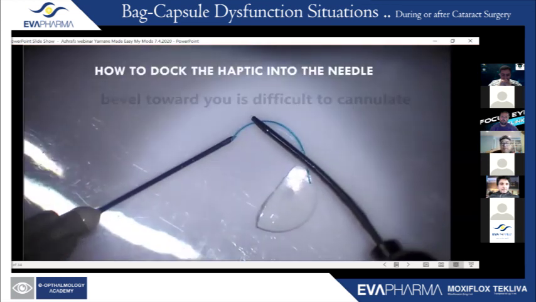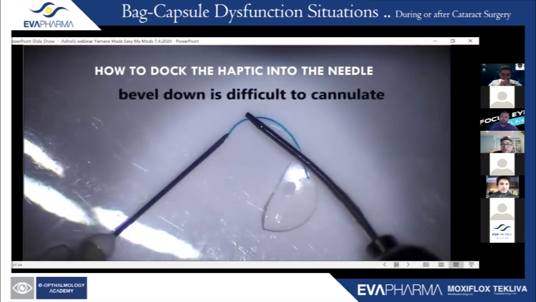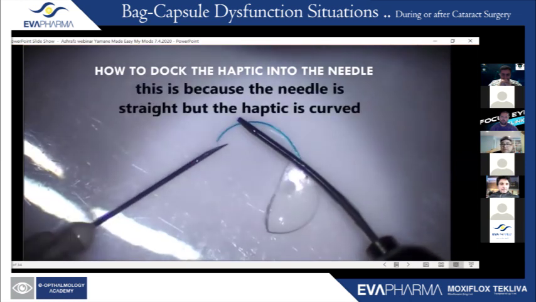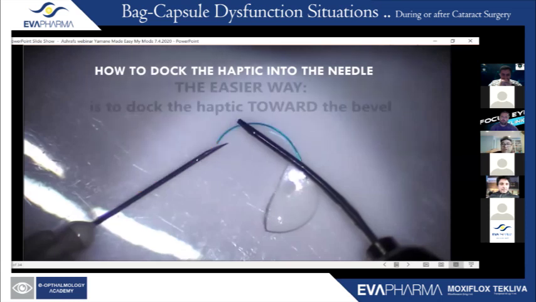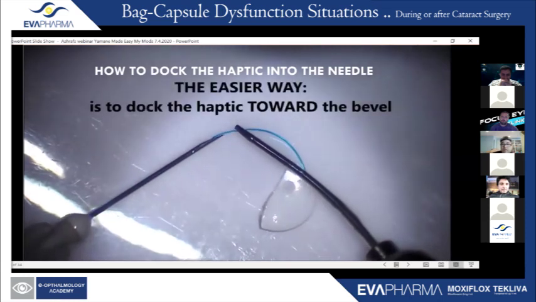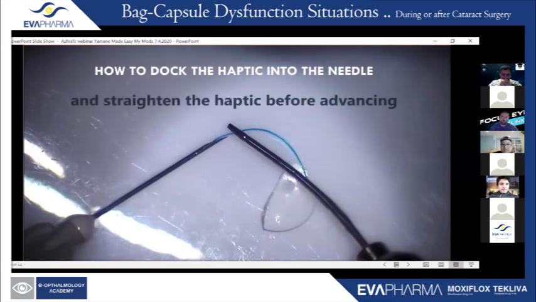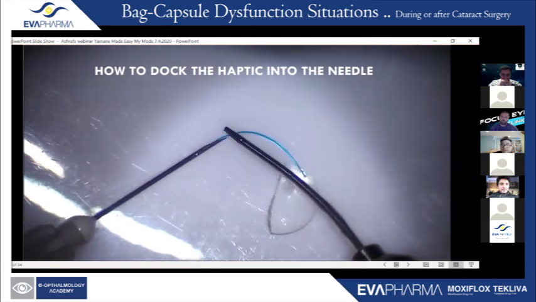So the bevel up is difficult to cannulate, bevel towards, bevel down are all difficult, and this is because the needle is straight and the haptic is curved. So the easier way is to dock the haptic towards the bevel, flatten it out, straighten it out, and then you can advance the haptic into the needle.